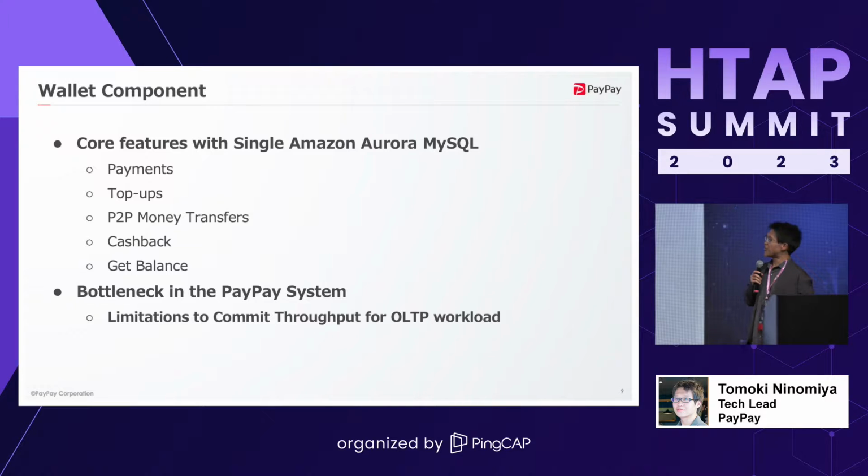So let me show you the situation of wallet a little bit more. We are providing core features with a single Amazon Aurora MySQL. These core features include payments and top-ups, P2P money transfers, cashback, and getting balance. Since we are providing core features, we were the bottleneck in the whole PayPay system in terms of performance and stability. The cause was a limitation of commit throughput for the OLTP workload.